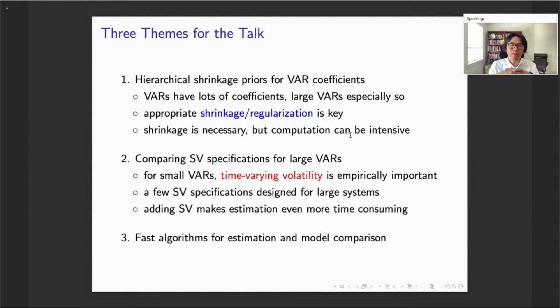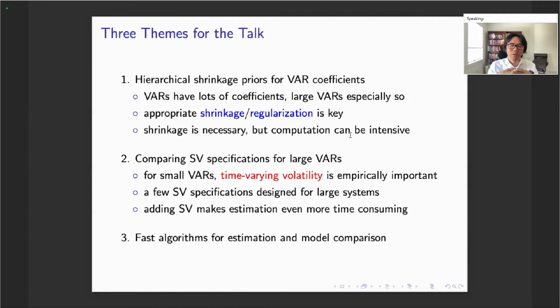So in this setting, the large VAR setting, shrinkage or regularization is the key to make this model work. But of course, if you have some more flexible shrinkage, you also add a lot of latent variables that would also make computation even more intensive on top of all the coefficients you have already.